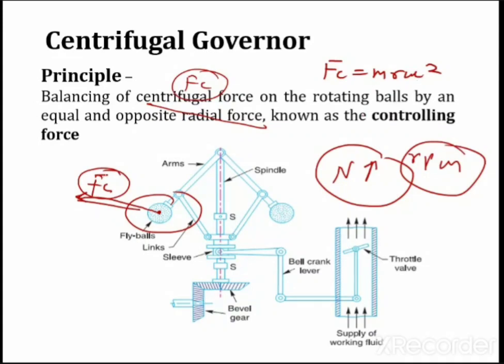As the centrifugal force goes on increasing, you have to balance it. This centrifugal force is balanced by an equal and opposite force, which is called the controlling force, Fr or Fc. We have to do the force analysis of a governor in such a way that you balance Fr and Fc. I hope it is clear to all of you, right?